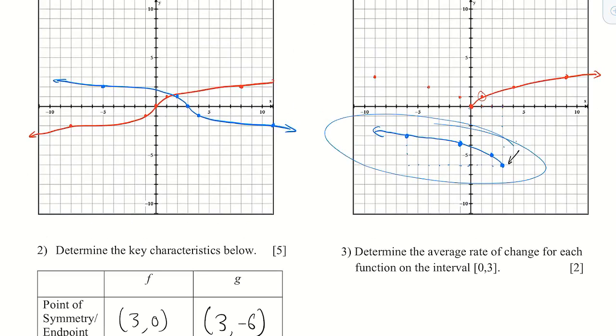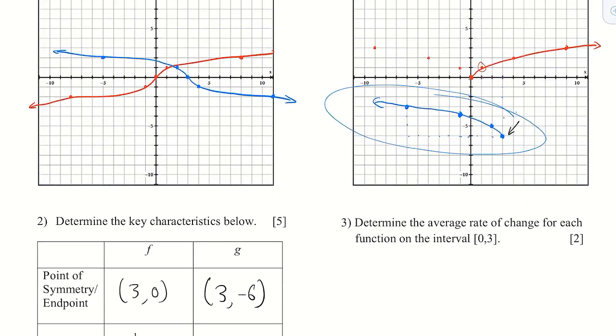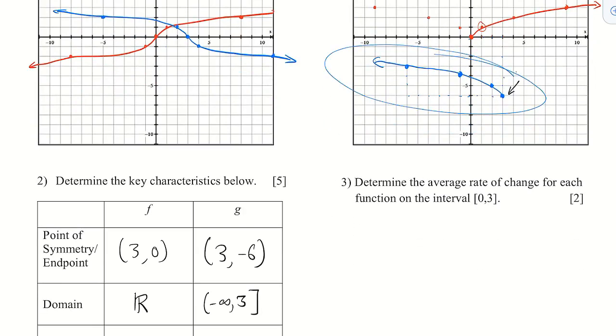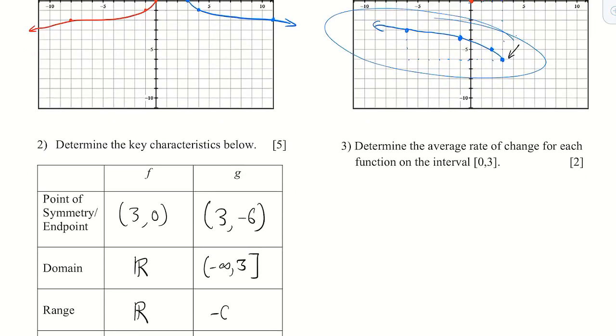The endpoint, by the way, is referred to when the graph actually stops, whether it starts at that point or whether it stops at that point. The domain is going to be all real numbers for this specific one. Right here, this is going to be from -infinity all the way till I get to the x value, which is going to be 3. And since it is actually at 3, we do include 3. The range for F is going to be all real numbers because it goes from -infinity to +infinity. The range here, since it goes from -6 and then keeps going above, is -6, including it, and then all the way to infinity.